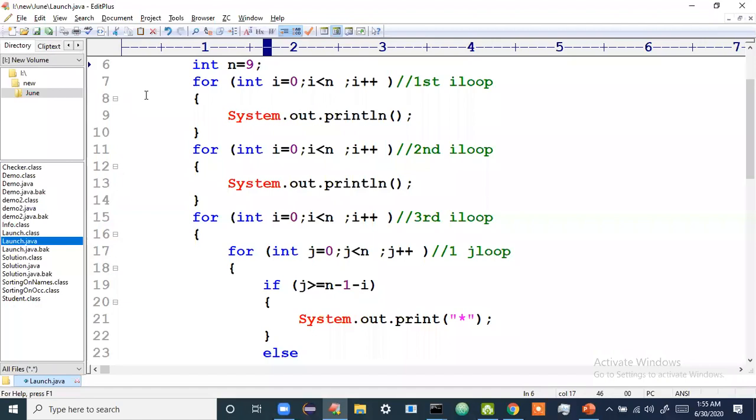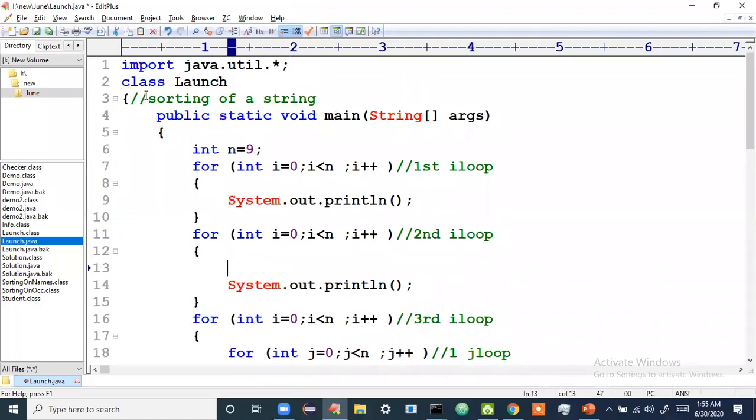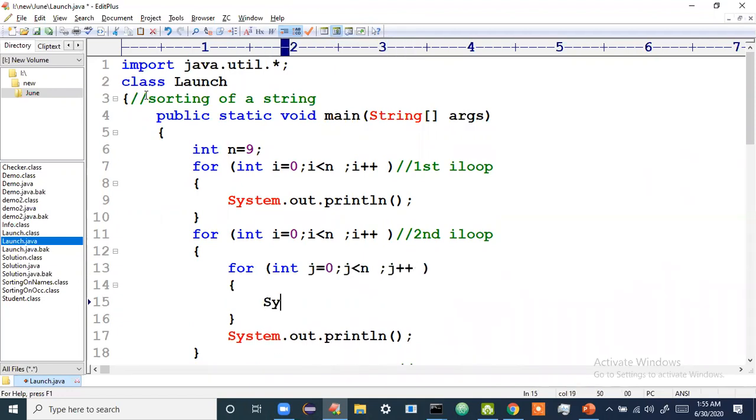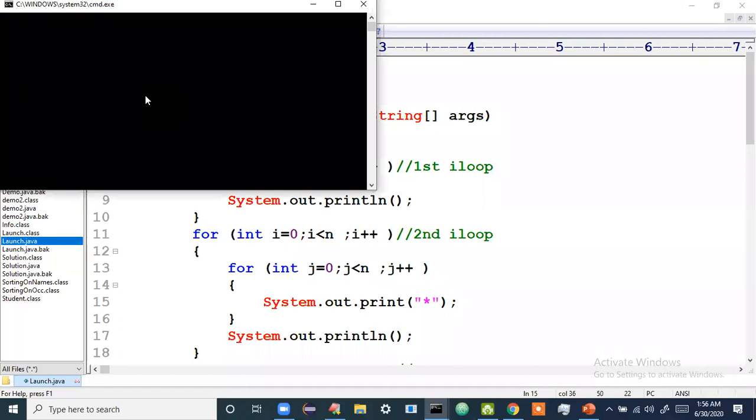So in the second I loop, okay. Here, where is the second I loop? Yes, here there's a second I loop. J loop is there. Int J should start from 0. J is less than n. J plus plus. Not println, right? Inside the J loop it is print. What you have to print? Star. Now you watch the problem here.